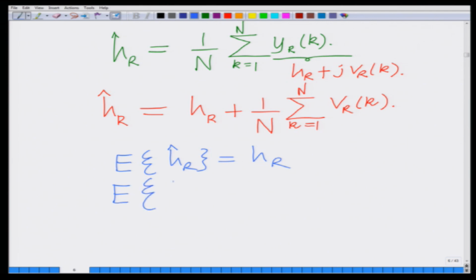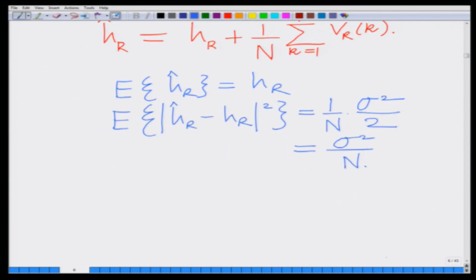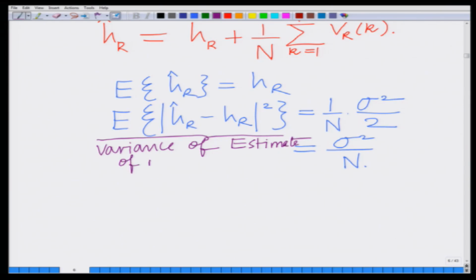The variance of the real part, expected value of |ĥR minus hR|², is the variance of 1 by n times the variance of each noise component, but the variance of each noise component is σ² by 2. So, this becomes σ² divided by 2n. So, the variance of the real part, that is the mean squared error, that is the variance of the real part of the error, the variance of the estimate of the real part is σ² divided by 2n.